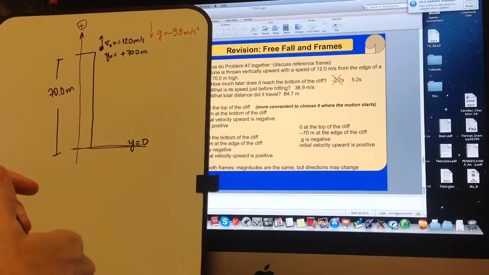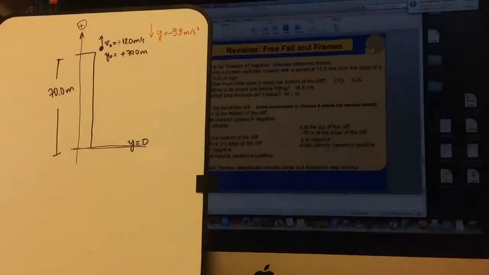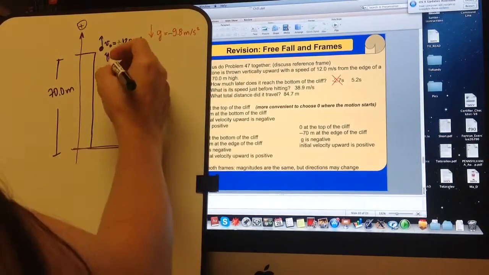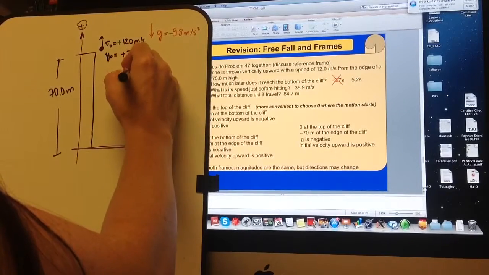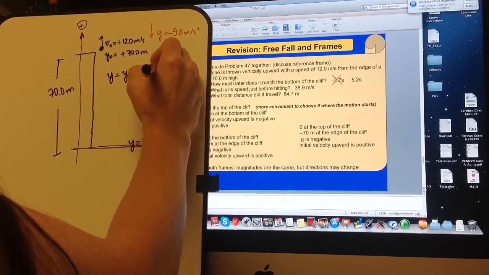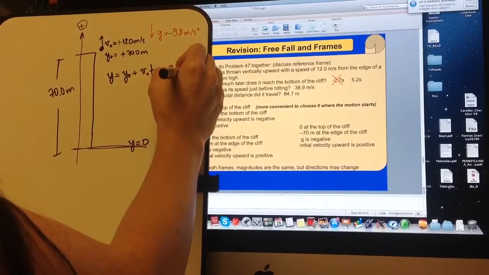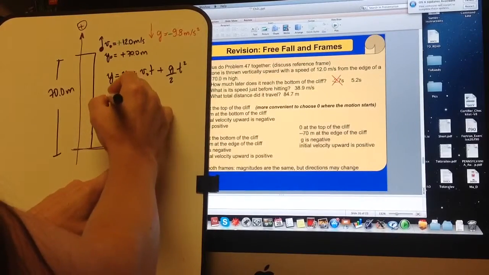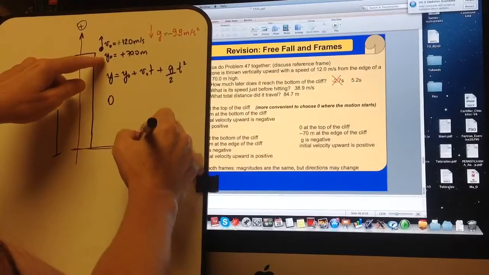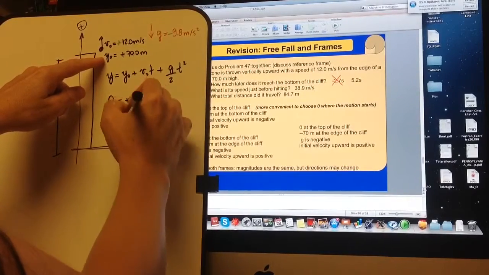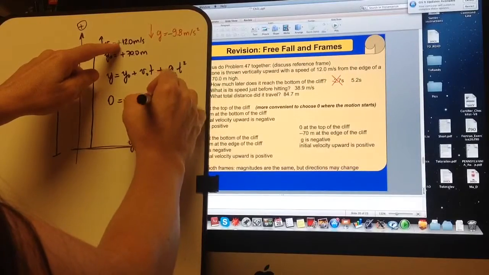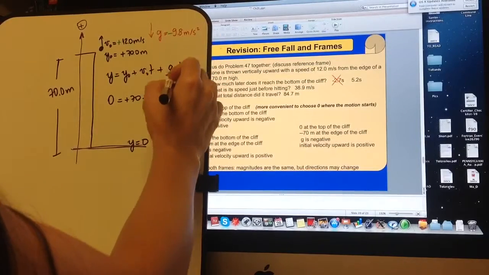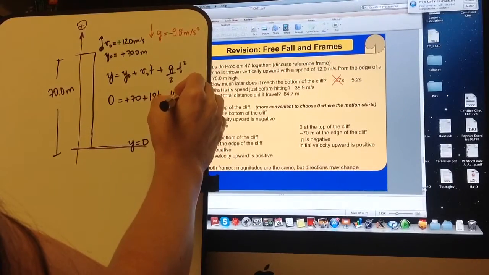So let's solve just the first question, which is how much later does the stone reach the bottom? How much later? I'm going to go for the same equation that we discussed before for position. Right, so I'm just rewriting it here. And how are we going to write the values now? Well, now my final position is 0. Okay, my initial position is plus 70. Yeah? What is my initial velocity? Plus 12t. And what is g? Now g is minus 9.8 divided by 2 is 4.9 t squared.